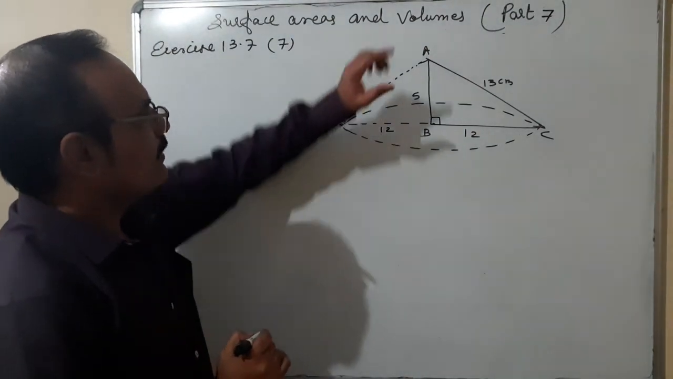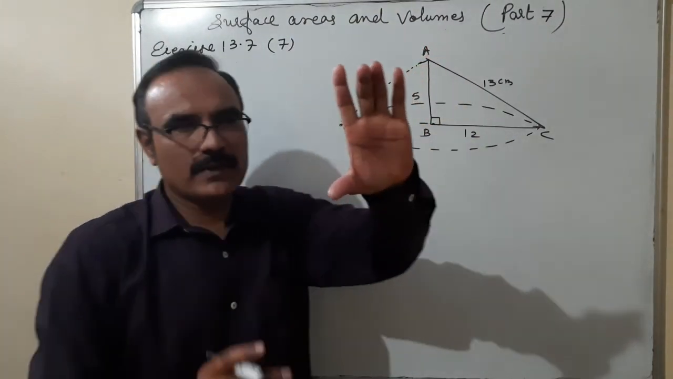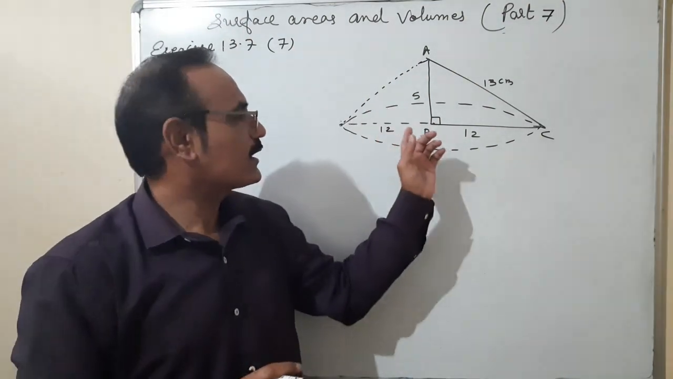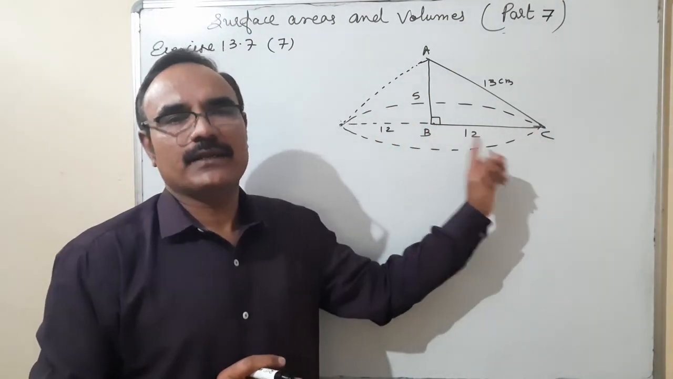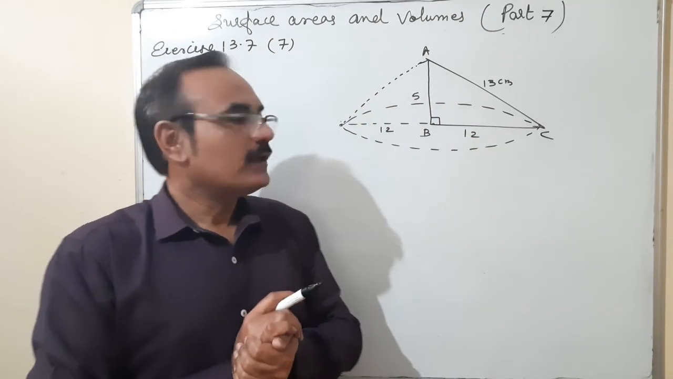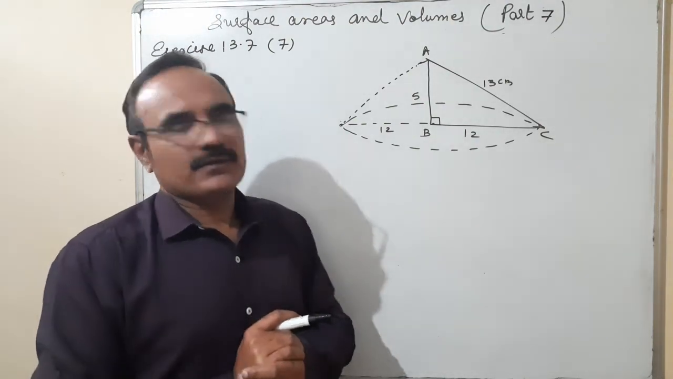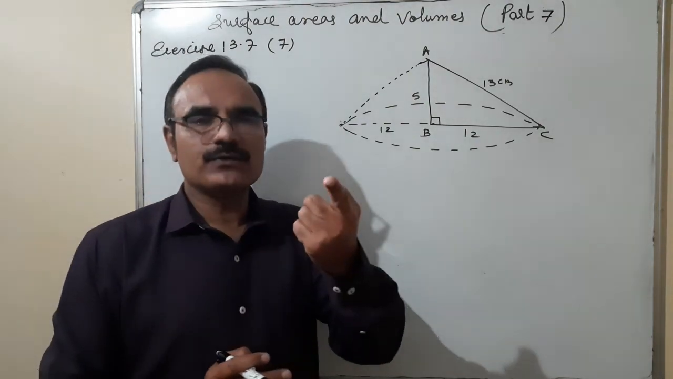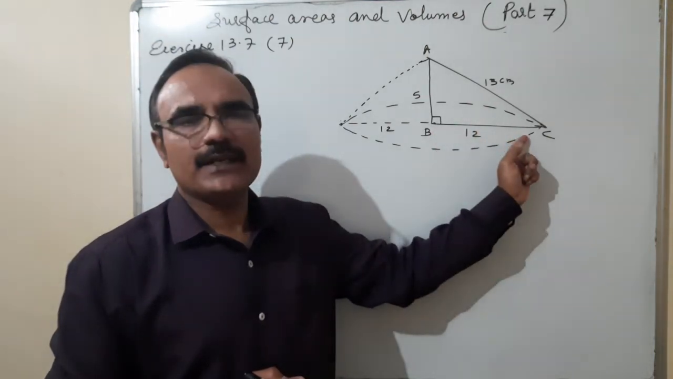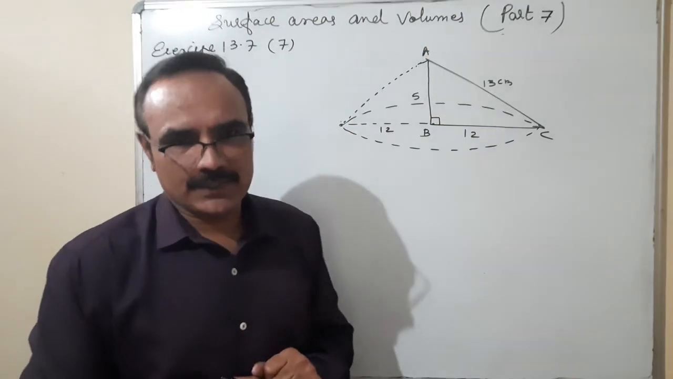Holding this in my hand, I start revolving it around the perpendicular, revolving about the 12 centimeter side. That means it will become a solid cone, and we are going to find the volume of the cone. For finding the volume of a cone, we need two things: one is the radius of the base, second is the height. Radius of base is 12 centimeter and height is 5 centimeter.